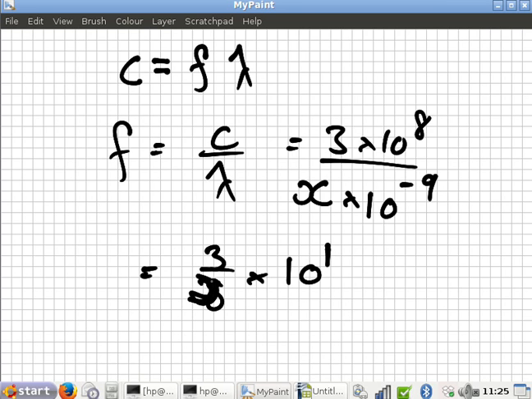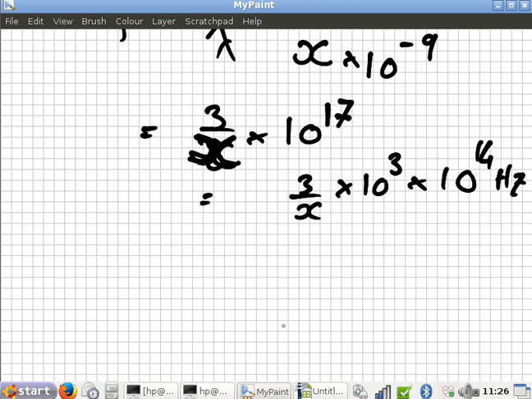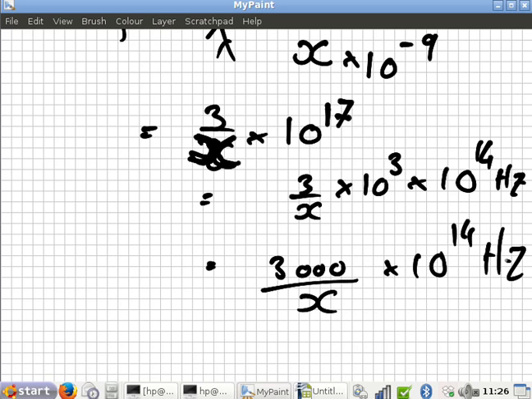Yeah, I don't know why I said 8. I guess because my brain was looking at the 8 here. 10 to the 17. So that is 3 over X times 10 to the 3, as you said, times 10 to the 14 hertz. So it looks like I do 3000 divided by X times 10 to the 14 hertz. That's the frequency. So 3000 divided by the first number.